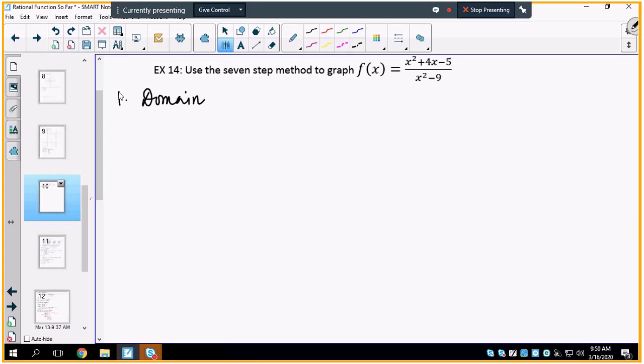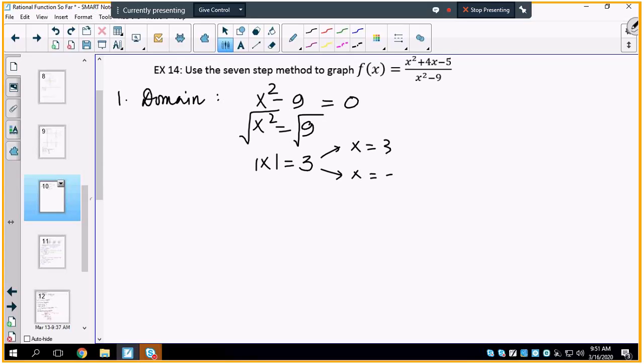So for this problem, we're going to first talk about the domain. That's the first step of the 7-step process. I will just set the denominator x squared minus 9 equal to 0. Remember, it is better to factor this in order to know the 2 points where this function is going to be bad. So I will add 9. If I don't want to factor, I will get x squared equal to 9. Take the square roots on both sides, get absolute value of x equal to 3. So x is equal to positive 3, x is equal to negative 3. Those are the 2 bad points.